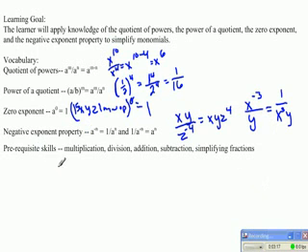Prerequisite skills, some things you should already know how to do: basic multiplication, division, addition, subtraction. Everybody should know those by now. Simplifying fractions is another one. With some of these problems, you need to make sure you know how to simplify them correctly. Alright, and we will go ahead and start on our example problems.